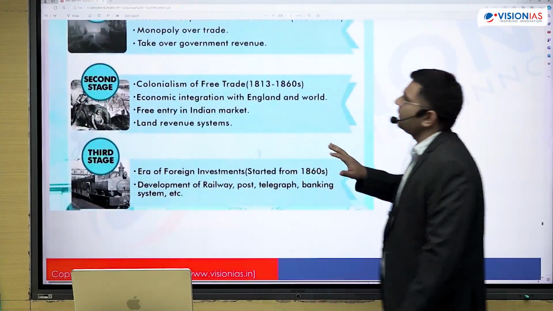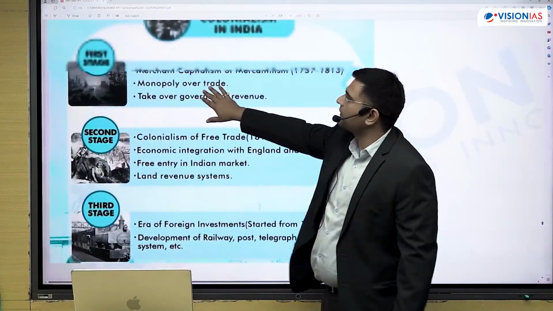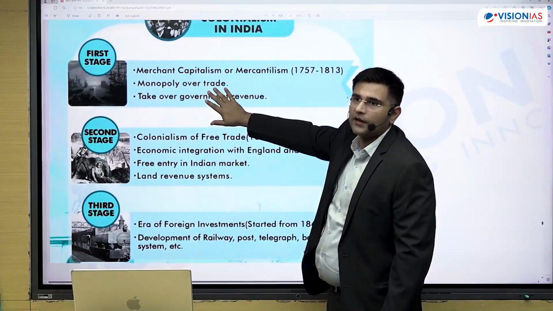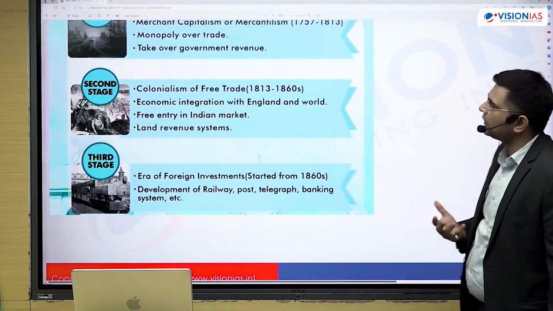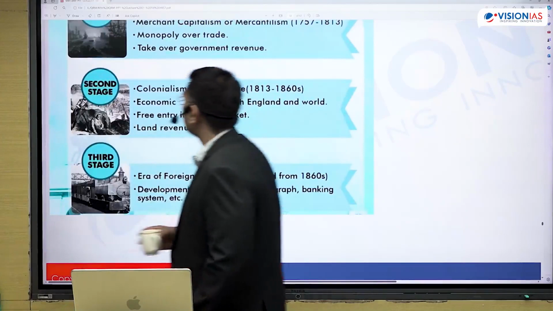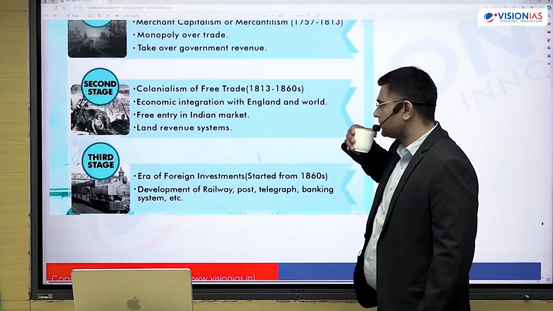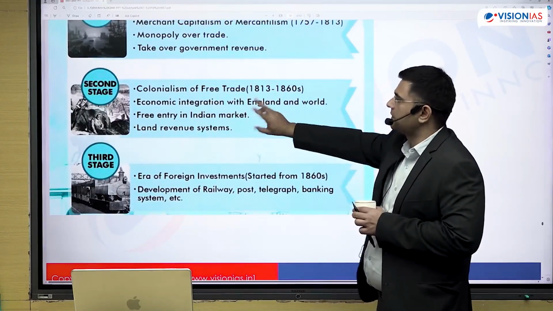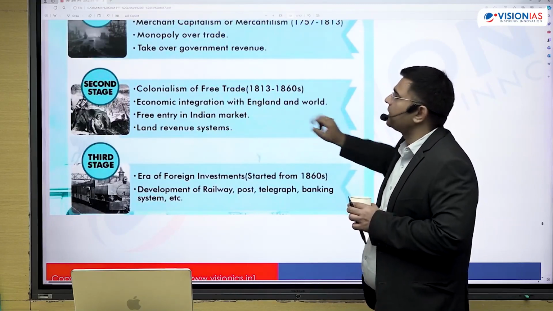In the second stage, it is happening from 1813 onwards. By the way, here subordinate alliance and these kinds of things will also come in, because Wellesley is bringing subordinate alliance from 1798 onwards. Second stage, so now the Charter Act of 1813 ends the monopoly of the East India Company. So therefore now free trade begins. That is, other companies of Britain can also do business with India, because the Britishers have their modern machines. So therefore they do economic integration with England in the world.